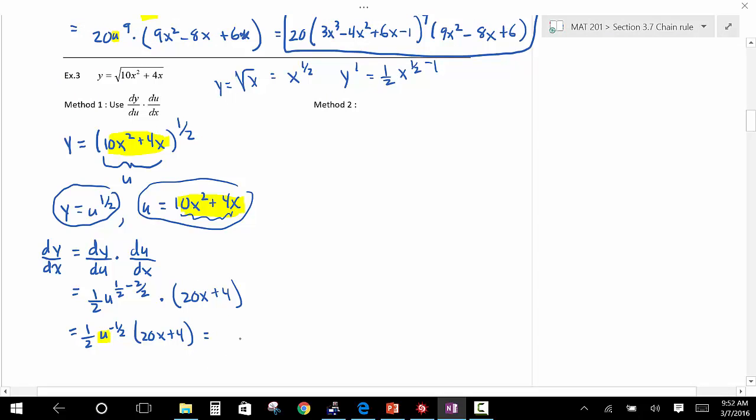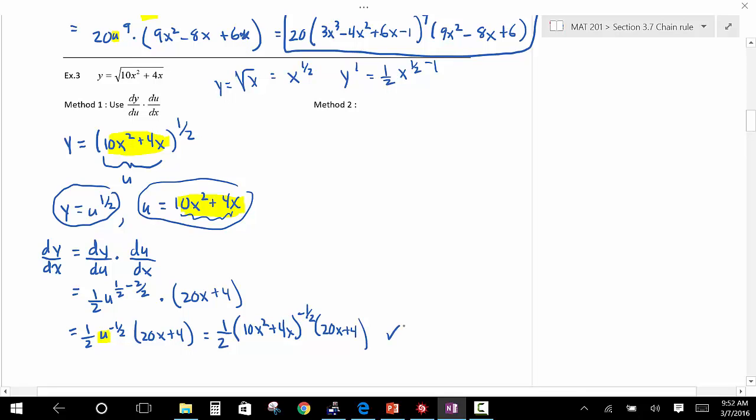I want to just not spend all the time on simplifying. So we're going to say 1/2 times, and then this gets plugged in now, (10x squared + 4x) to the negative 1/2 power, times 20x + 4, like that.